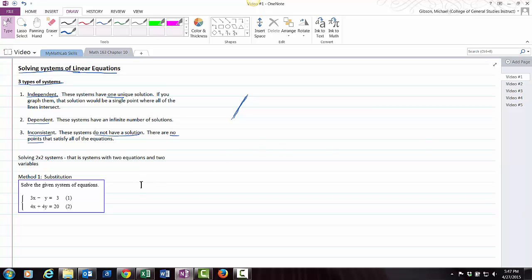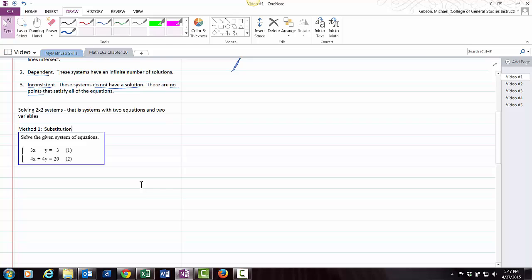Okay, so let's start with 2 by 2 systems. 2 by 2 means 2 equations and 2 variables. There are 2 basic methods. The first one is substitution. You can always use either method. Typically, though, if you've got one of the variables pretty much set up, like you just have y by itself there, a lot of times you might want to do substitution. You don't have to, but it works out that way.